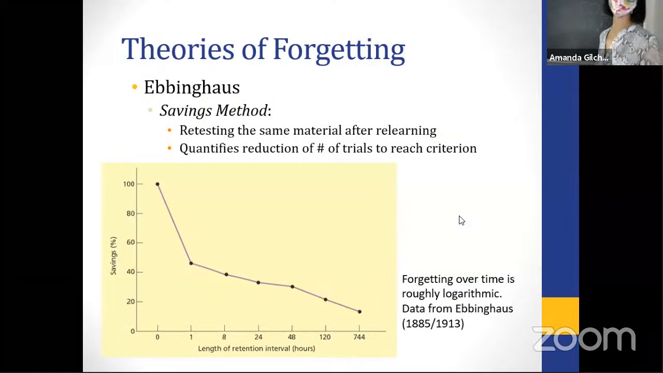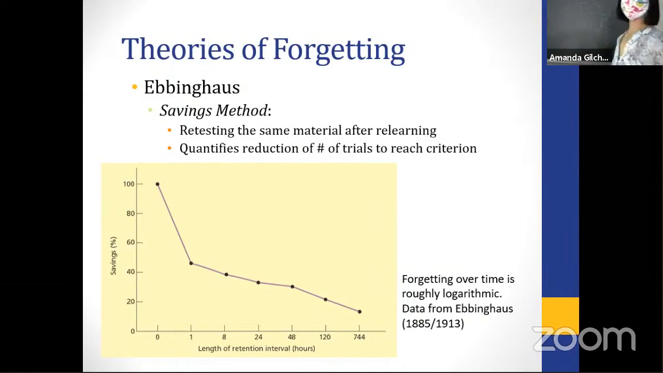In the first experiment that he did, we found that the more you repeat a list, the better your memory for that list is. That's the total time hypothesis: the more that you study, the better your memory is. The other thing he did is he was one of the first people to look at a forgetting curve. In this particular case, he would take a list of words and learn it until it was absolutely perfect.